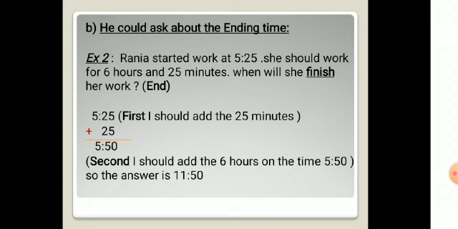As we said, when it comes to hours, I should look at the clock. I'm now at 5 o'clock. I need to move 6 hours, yes, forward, clockwise, after, because I'm adding. So I have to move on the clock 6 hours after 5 o'clock. So 5, I will start adding now. 6, 7, 8, 9, 10, 11. So I stopped at 11 o'clock. So my time will be 11:50.